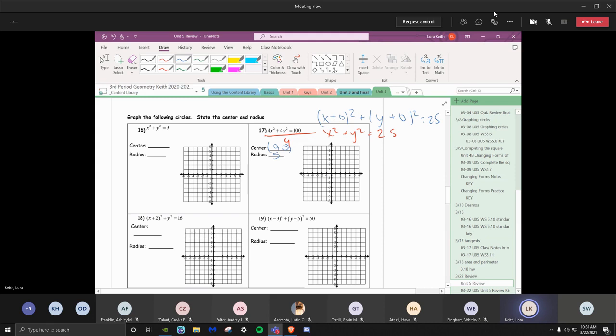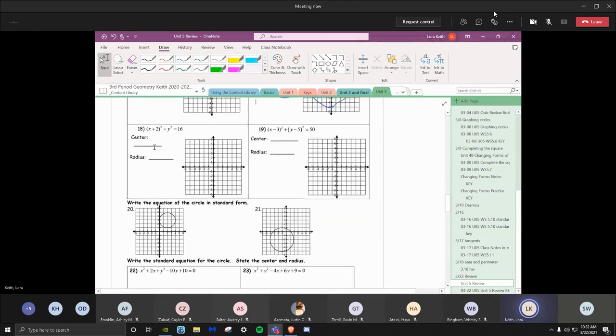Okay, so I start by plotting the center, and then I go a distance of 5 away from the center on both sides, and then 5 up and down. So that is my circle. On the test, you'll have a graph of a circle, and you'll have to find the center and the radius. Maybe one like 18 or 19.